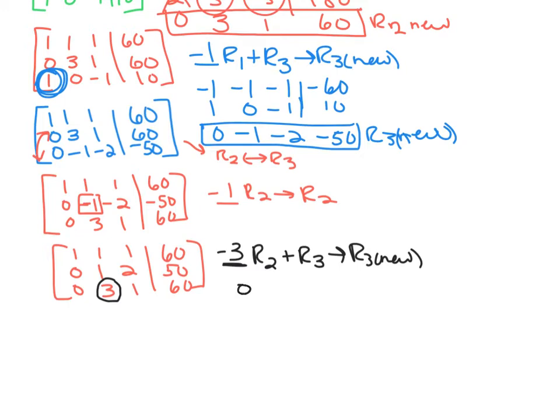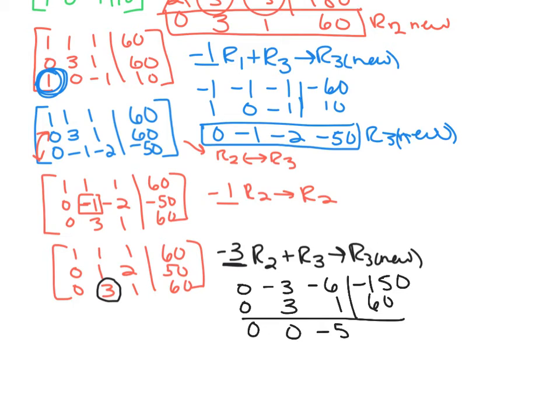We'll have 0, -3, -6, -150. And I'll have 0, 3, 1, and 60. We're just adding them together. We'll have 0, 0, -5, -90. So now here is my new third row, which is exactly what we wanted. So let's write it out.